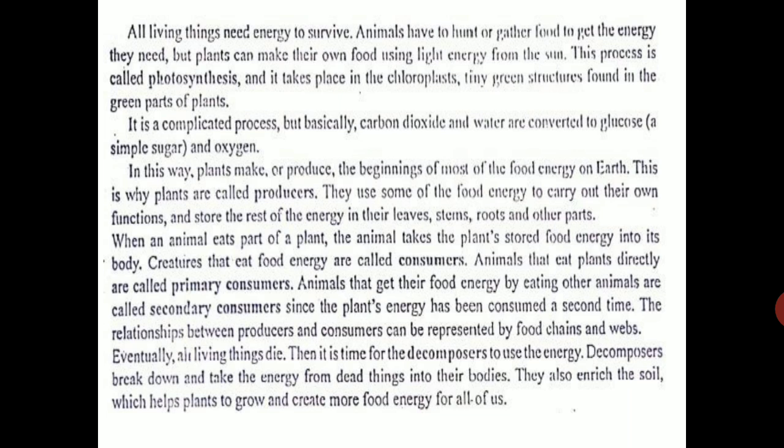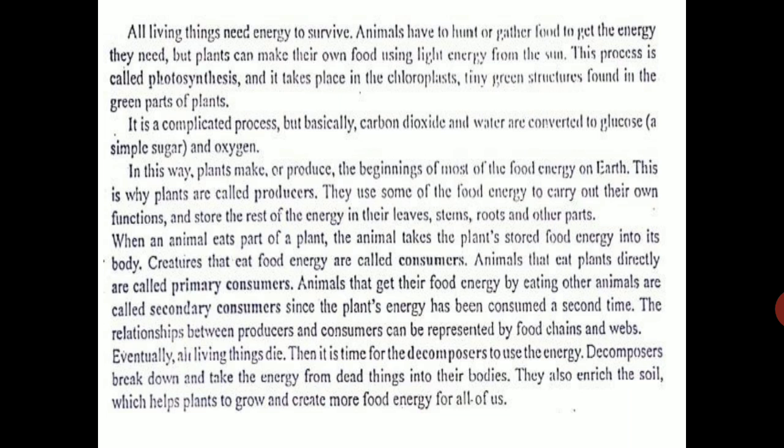All living things need energy to survive. Animals have to hunt to gather food to get the energy they need, but plants can make their own food using light energy from the sun. Only plants make their own food. This process is called photosynthesis. It takes place in the chloroplast, tiny green structures found in the green parts of the plant.